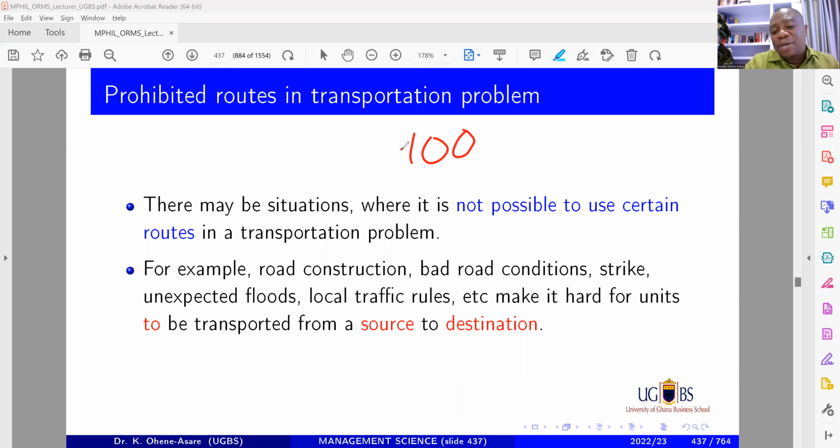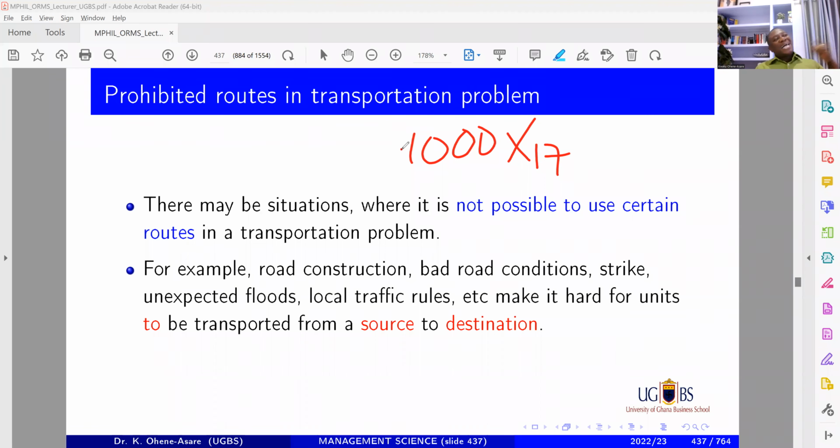Let's assume that that prohibited route is X17. You will give it a large cost, say 100 or 1,000 or million, whatever it is. And when you give it that huge cost value, it makes it a prohibited route. It means that nobody should use that route. That is how you handle it. That is how you bring it into the model.